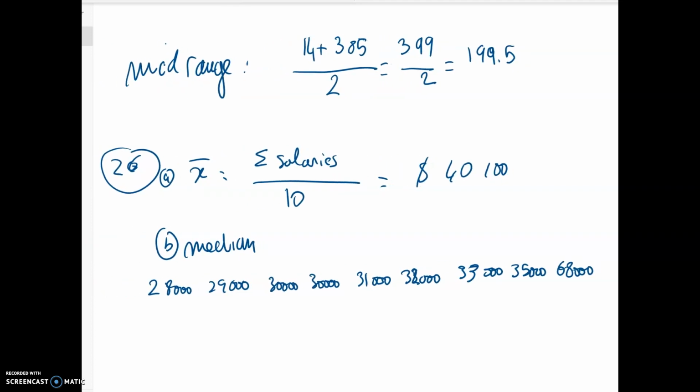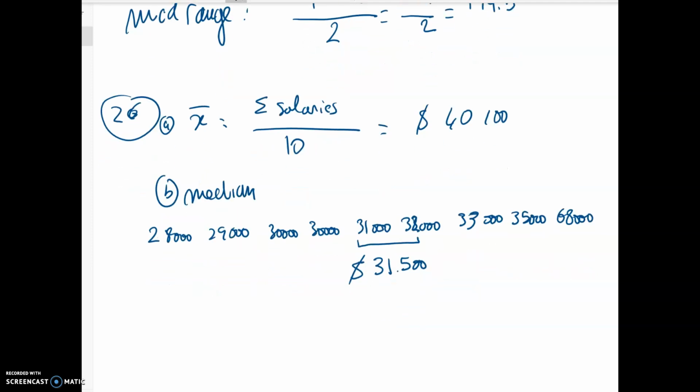And so when I look at my median, I'm going to take my two center numbers, 31 and 32, based on the definition of median. I'm going to add them, then divide by 2, and my median will be $31,500. My mode.